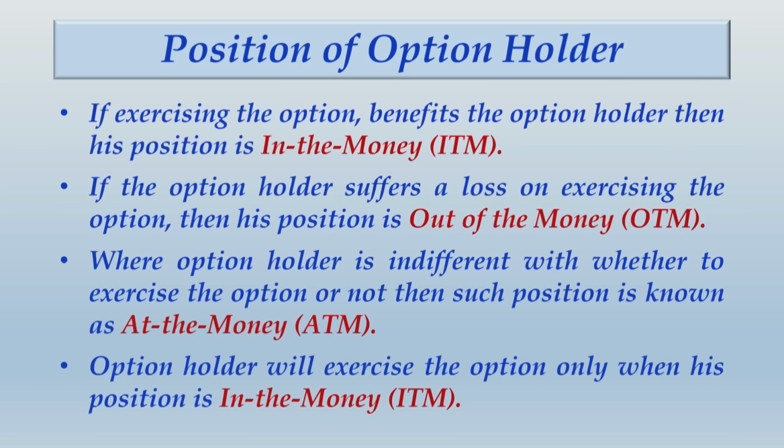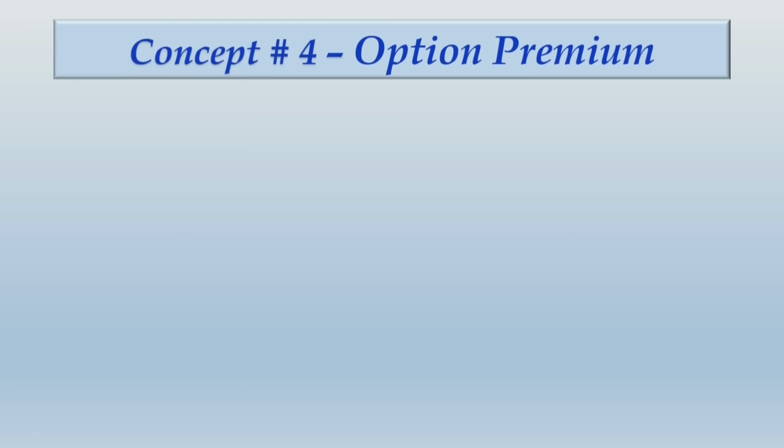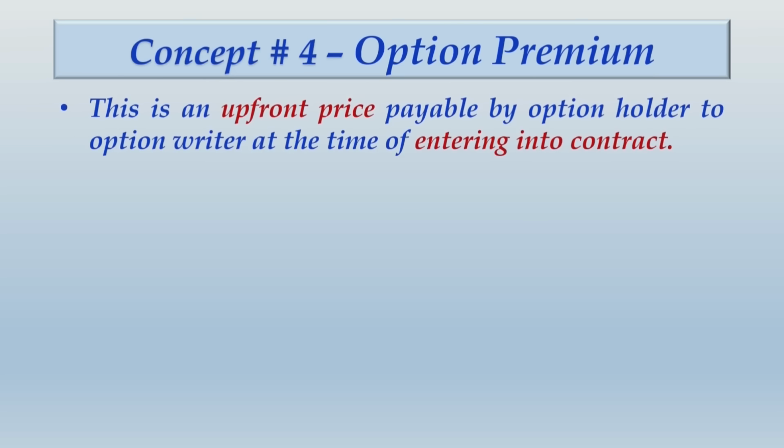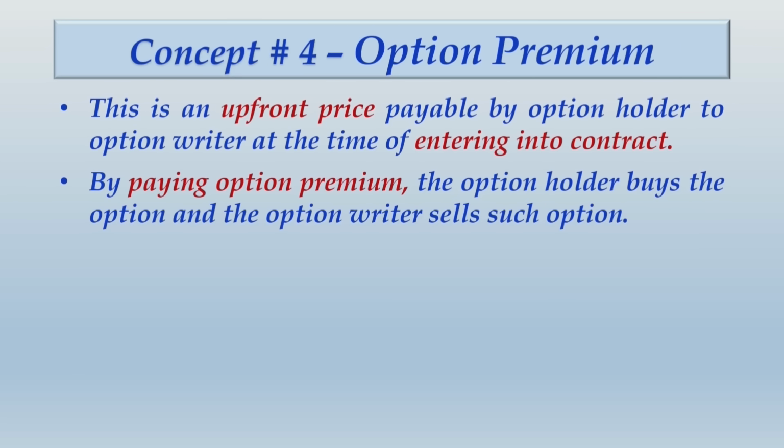So let us move ahead, and now we talk about concept number 4, that is option premium. Actually, I have explained you everything about option premium already with the earlier discussion. So this is an upfront price payable by the option holder to option writer at the time of entering into the contract. By paying option premium, the option holder buys the option and the option writer sells such option.